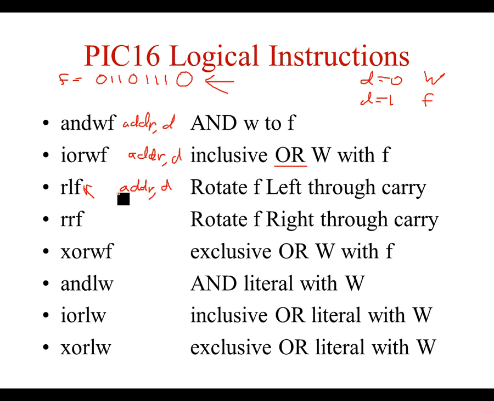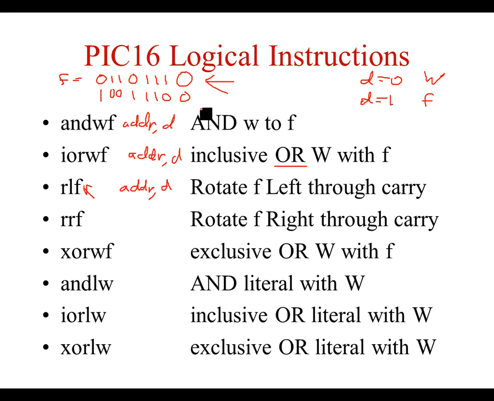So let's do an example here. Let's assume that we have a D equals 1, so this is the address location of this file register, and then you have D equals 1. Then the result would shift everything 1 bit to the left. Okay. So that's the way it works. It shifts everything over to the left by 1 spot.